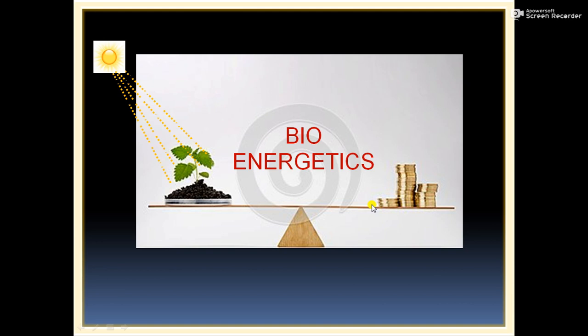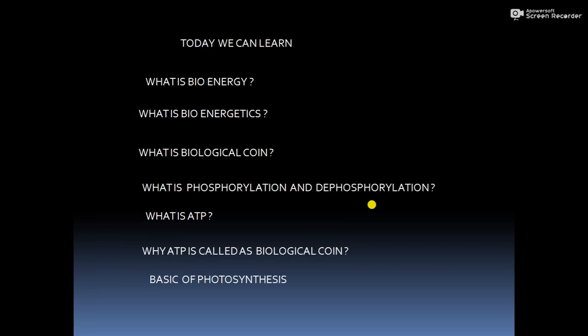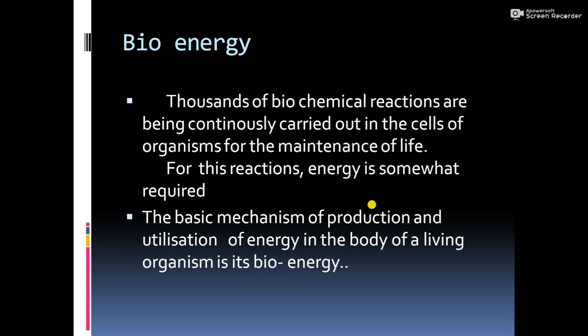Today we are going to conduct a class for the students of class 9-10. Subject is biology, chapter 4, and today's topic is bioenergetics. From today's class we can learn what is bioenergy, what is bioenergetics, what is biological coin, what is phosphorylation and dephosphorylation, what is ATP, why ATP is called a biological coin, and some basic parts of photosynthesis.